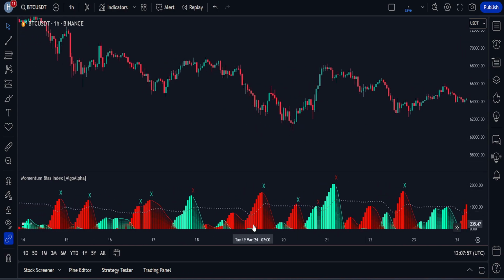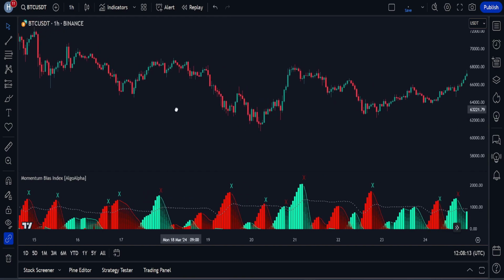On the other hand, whenever this histogram is colored red, like this, it indicates an increasing selling momentum in the market. If it changes its color to a darker shade of red, as it did here, it indicates that the selling trend in the market is decreasing, or could also indicate a pullback in the market.